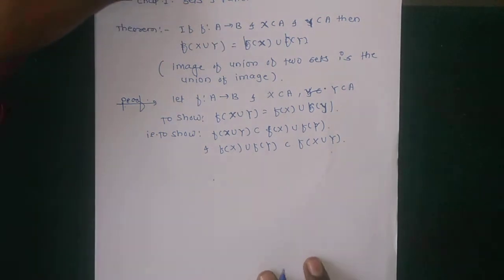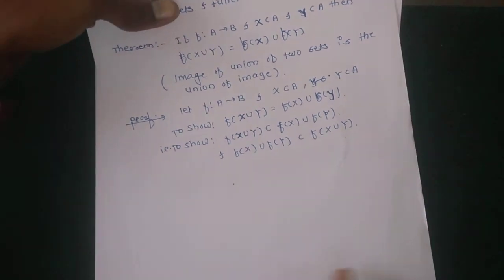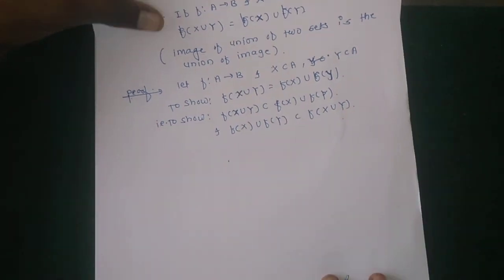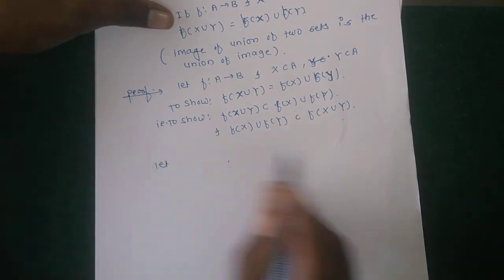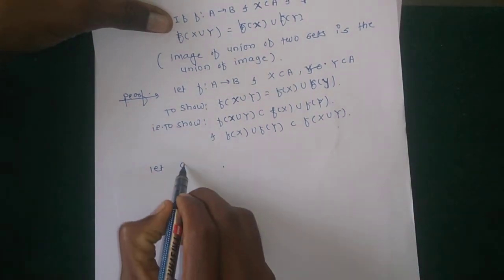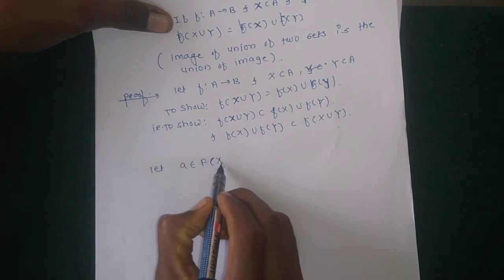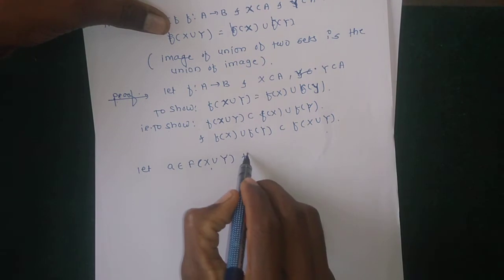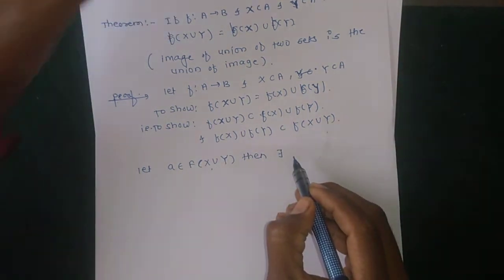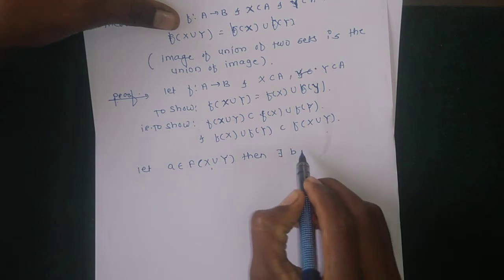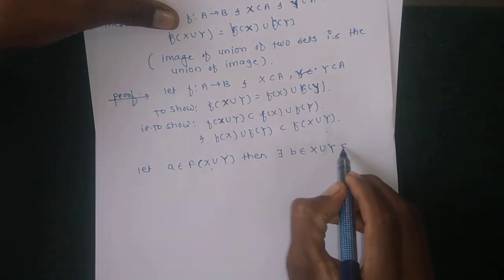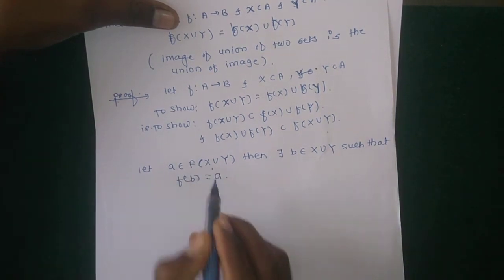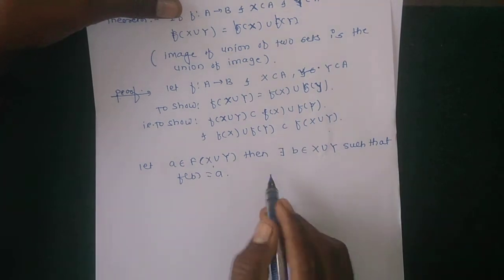So, proof of this theorem. Let a belong to f of x union y, then there exists at least one element b belonging to x union y, such that f of b is equal to a.